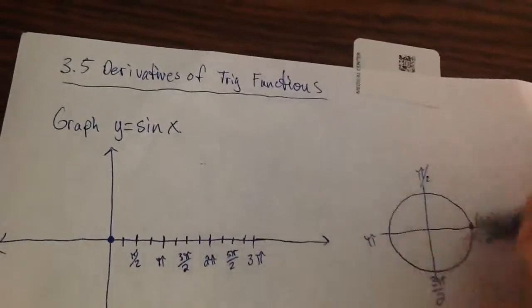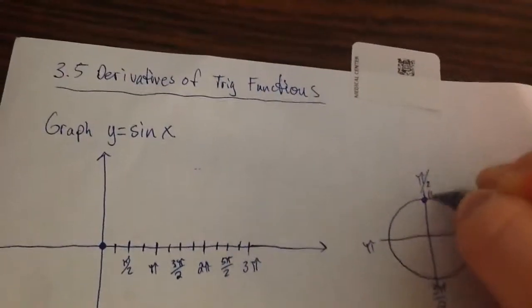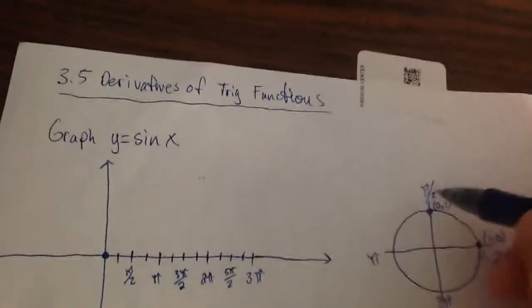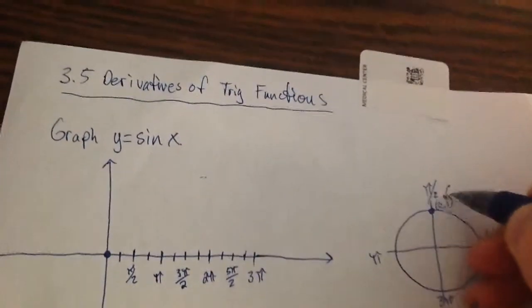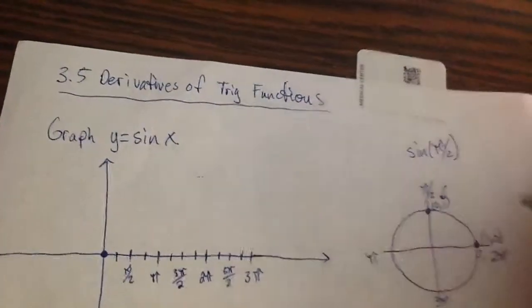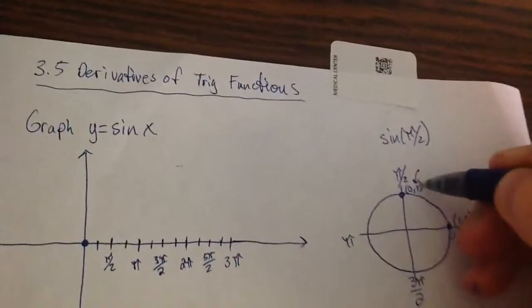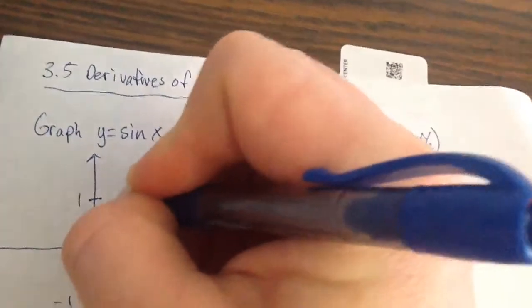We'll just move around like this first. Pi over 2 then. Remember that point is 0, 1. So if I plug in pi over 2 for x, the sine of pi over 2 is 1, right? It's the y-coordinate of this, so it's 1. So here's negative 1, here's 1. So at pi over 2, we're up at 1.